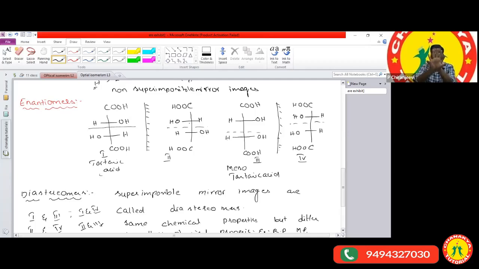Okay, so whenever you are keeping like this, you will get the position as different, that means non-superimposable only. Superimposable means positions are same. Non-superimposable means here they are having a difference. Okay, so non-superimposable mirror images are called enantiomers. Enantiomers have similar physical properties and similar chemical properties, but they differ only in rotation.